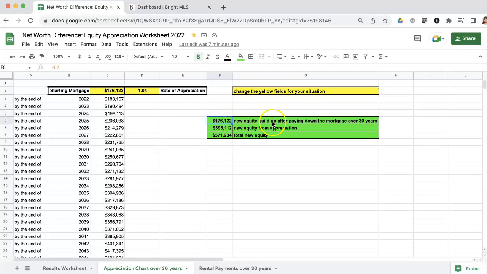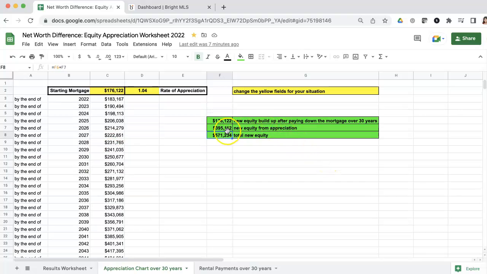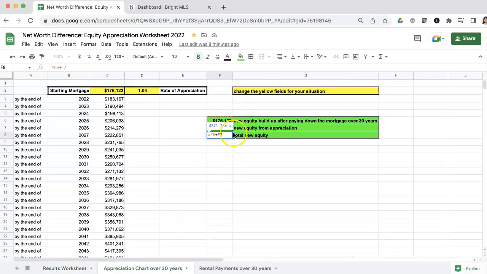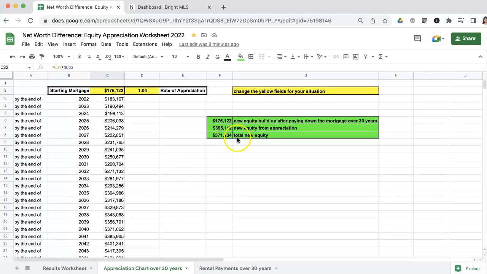So this new equity buildup after paying down the mortgage is simply the original amount right over here. The new equity from appreciation is the difference between the starting mortgage and the ending amount, the $571. So that's $395, and you can see that was right over here, $395. And then the equity buildup after 30 years was the $176. When you add that all together, you get the $571,234, which is the same as the total here. I wanted to separate it out because you want to know how much you've paid down on that mortgage and how much you've earned in appreciation over the 30 years.